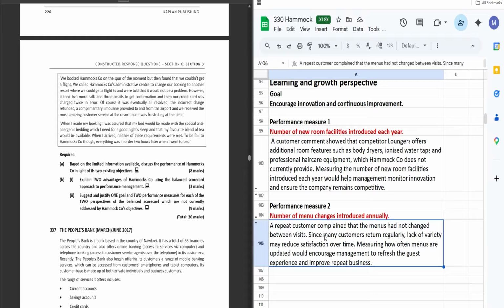They are visiting the Hammock company frequently. So if we don't update our menu, they may change their preferences. They may visit other resorts. Okay, so in order to provide a refreshed experience to those repeat visitors, we need to update our menu every year so that the guests or customers will have a new experience at the Hammock company resort. So this is how we can solve this kind of question.